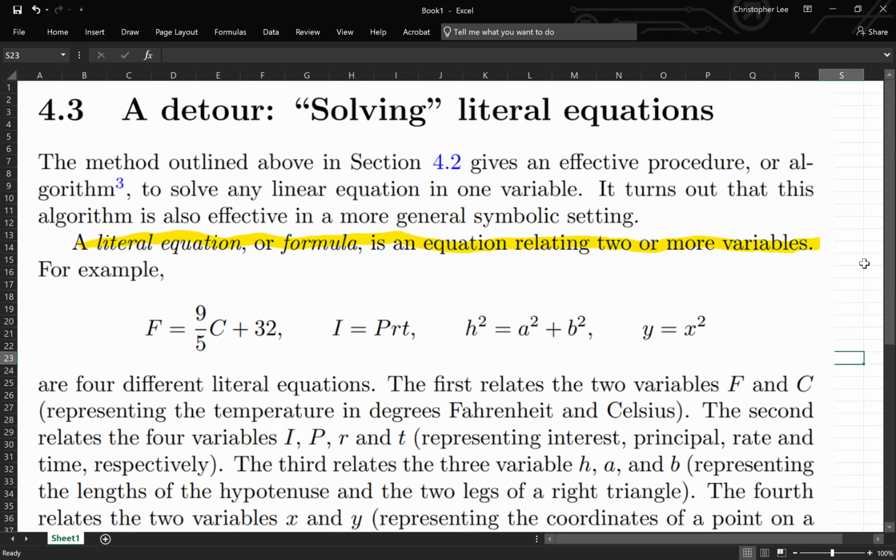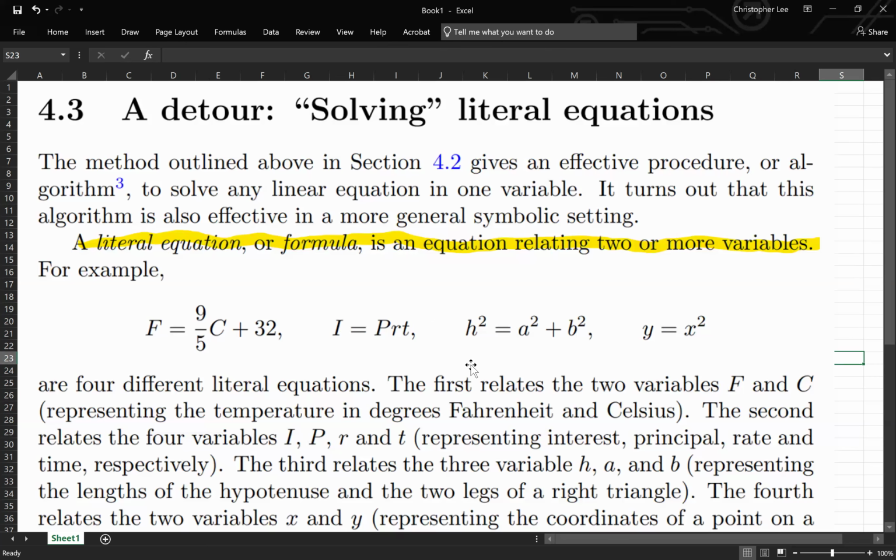For example, we have the Fahrenheit formula here: F is equal to 9 over 5 C plus 32. Or you have I equals PRT, the interest formula. H squared is equal to A squared plus B squared. I don't even know what that is. Y is equal to X squared. These are four different literal equations.